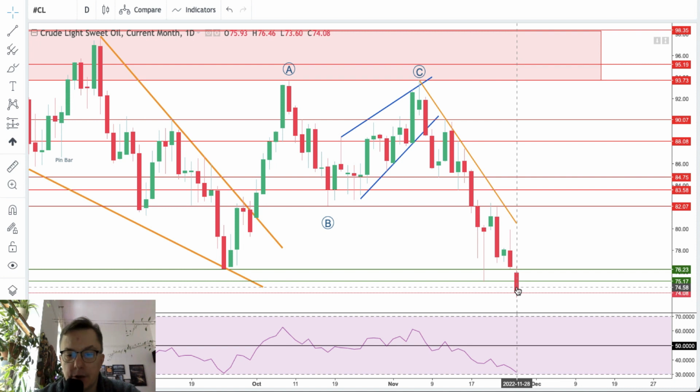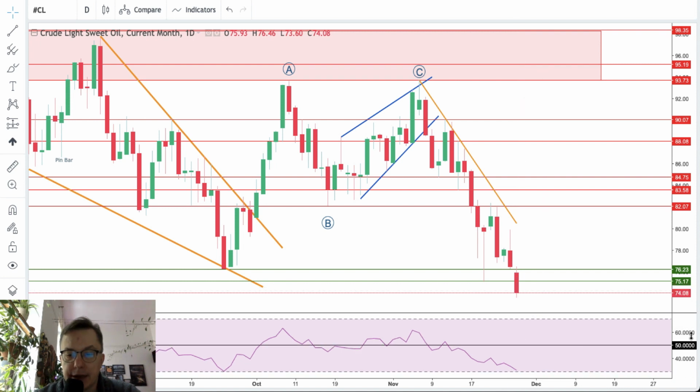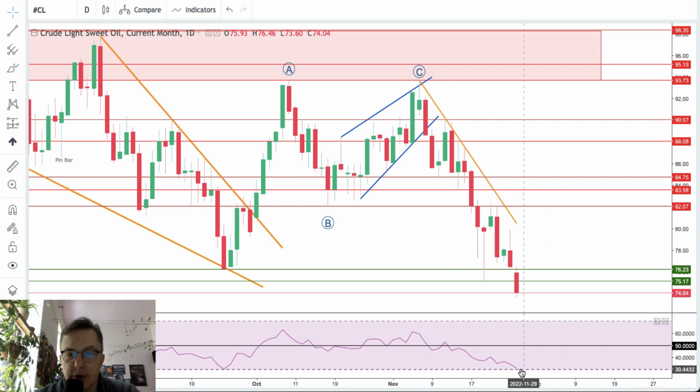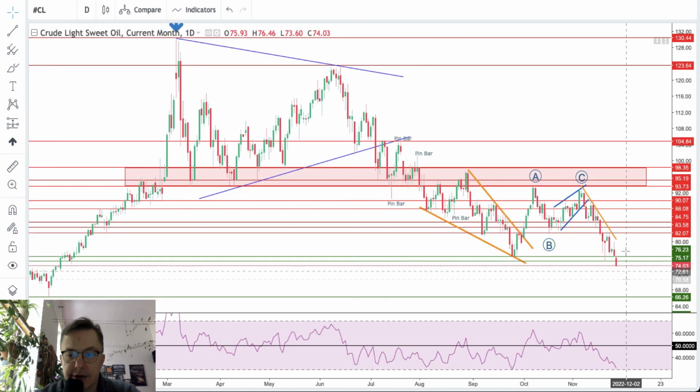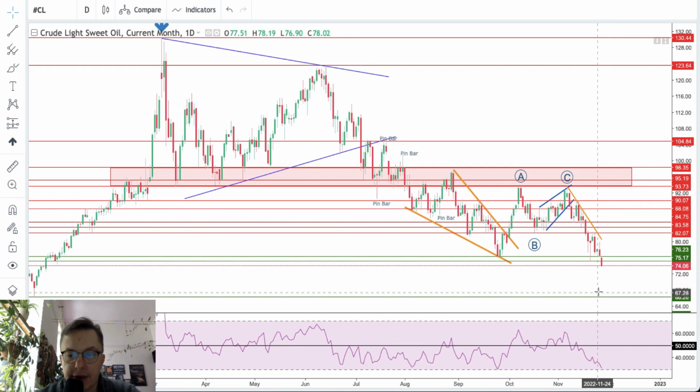73.60 was the low during my analysis. We almost hit the extremely oversold market conditions on a daily time frame chart, so that's a very interesting thing. However, please notice the fact that the next target for bears is the low from 2021, located at December 20th, just before Christmas. So this level, 66.26, is the next target for bears.